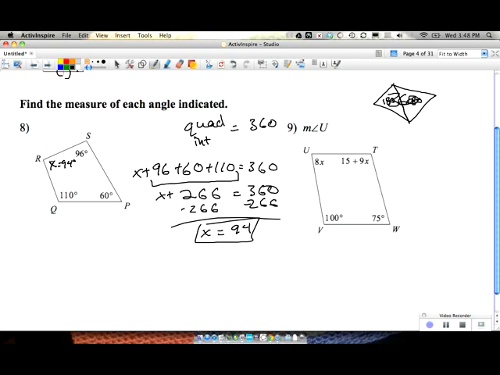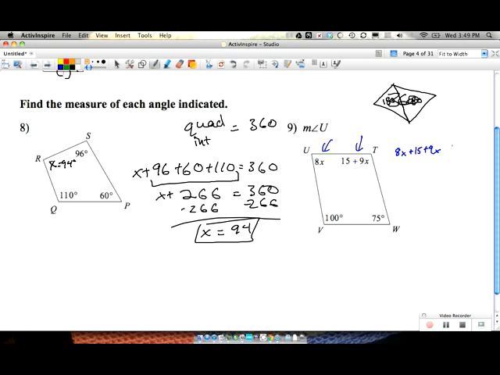But we're going to do the same idea, but it's got an additional layer to it because we've got a lot more algebra, not just numerical expressions, but also algebraic expressions. So I know that all 4 of them are going to add up to 360. That means 8x plus 15 plus 9x plus 100 plus 75, all together, equals 360.